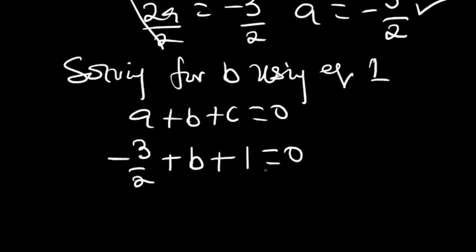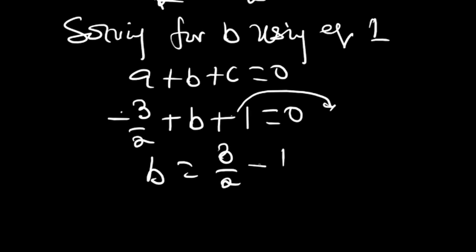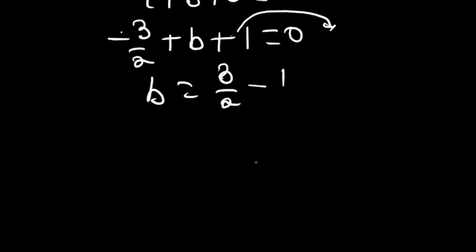Okay, correct. So now let's move everything to the other side to isolate and solve for b. So we now have that b is equal to, if this minus 3 over 2 goes to the other side, it becomes a plus. So we now have 3 over 2, and then this is a plus 1, right? If it crosses over to the other side, it becomes a minus 1. Hence, we now have 3 over 2 minus 1. But hey, this is a fraction. What do we do in this case? We just have to combine them into a single fraction by getting a common denominator for the two fractions.